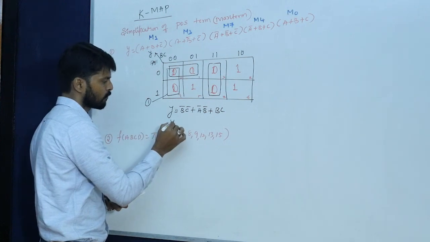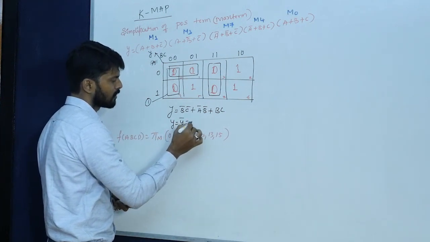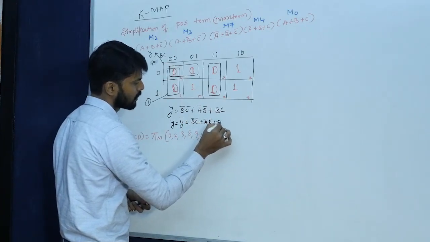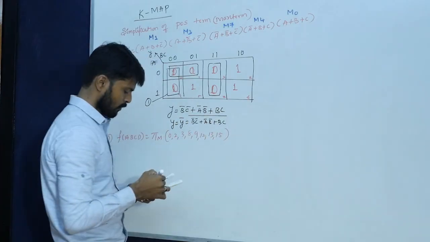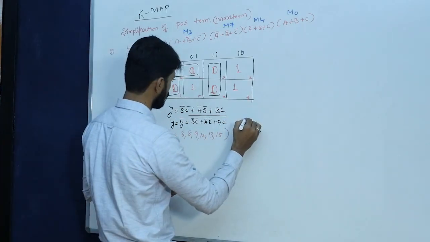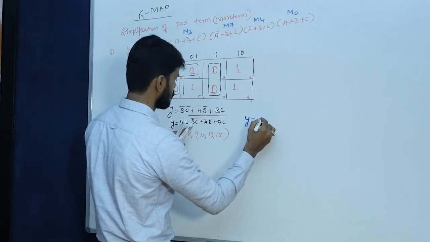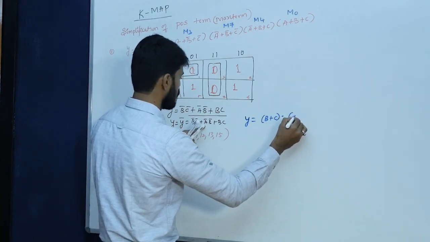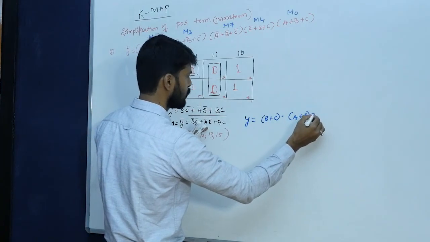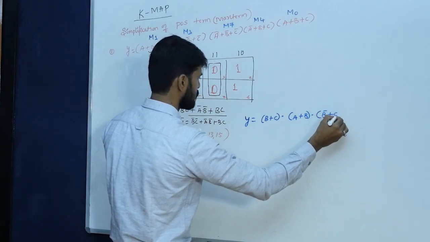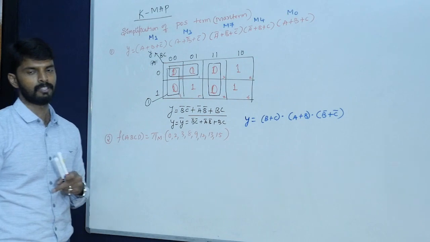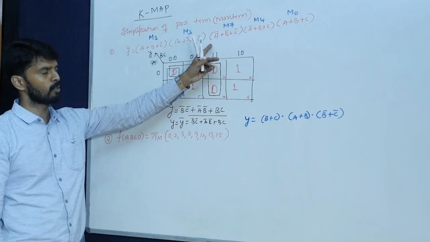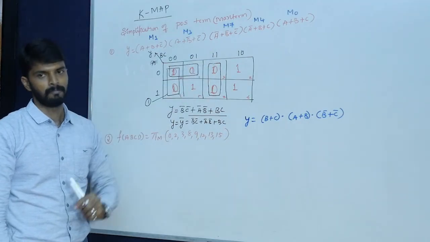In order to get the POS equation, we need to take Y equal to Y bar. So then this becomes BC bar, B bar C bar plus A bar B bar plus BC, whole bar. So from this, we are getting the final POS equation. So Y is equal to B plus C into A plus B into B bar plus C bar. This is the POS equation. This is how we synthesize the POS Boolean expression into a synthesized POS form.